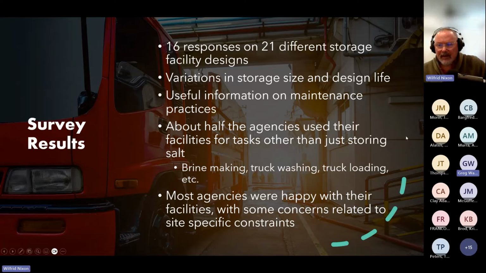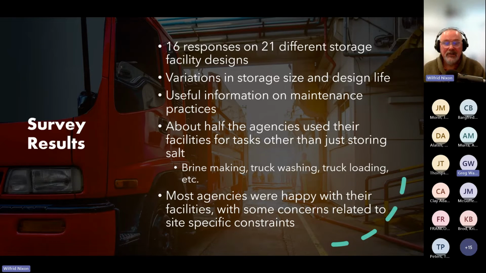The survey, we sent that out to about 40 agencies across the country. Most were DOTs, state level agencies. We did take a number of city or county level agencies that we knew had recently put in place new storage facilities. We ended up getting 16 responses that covered 21 different storage facility designs. Some of the agencies obviously use more than one storage design or facility type in their storage solutions.